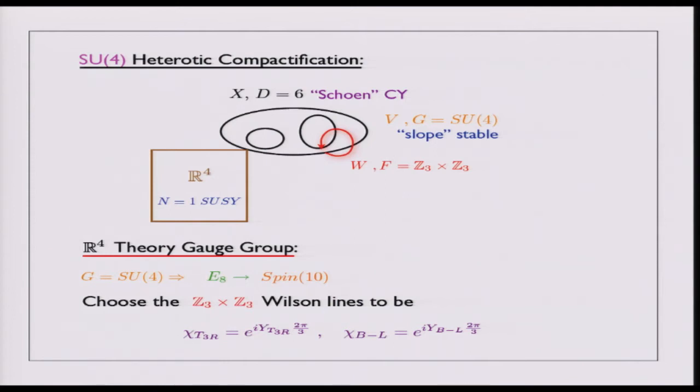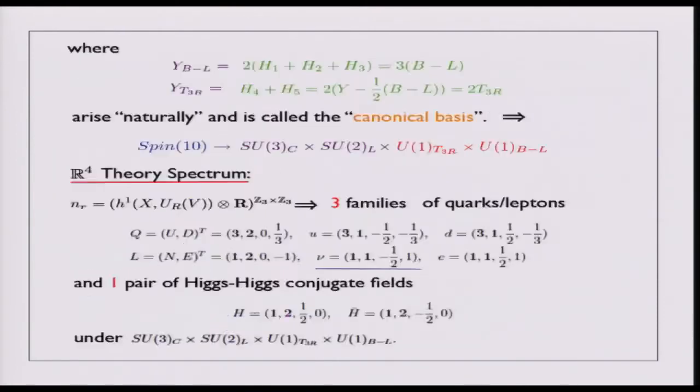Well, in four dimensions, you find that the original E8 that this theory would have had breaks down to a Spin(10) grand unified theory, and when you turn on these Wilson lines, it breaks it further. As I'll show in a moment, I'll take the generators of these Wilson lines to be B minus L symmetry and the diagonal part of SU(2) right. These are natural generators in this context. I won't go into it in this talk, but they're natural generators that arise in the Cartan subalgebra. We'll call that the canonical basis.